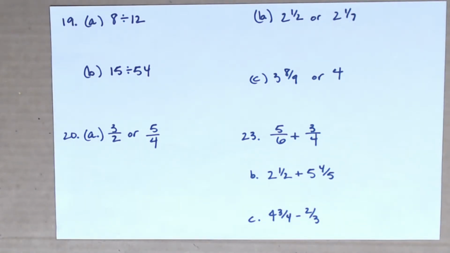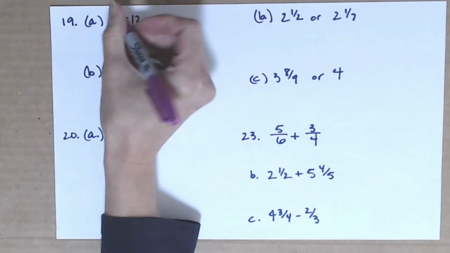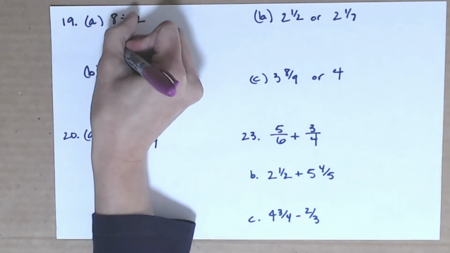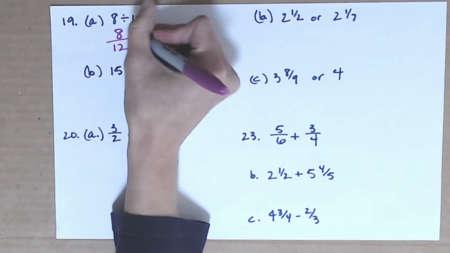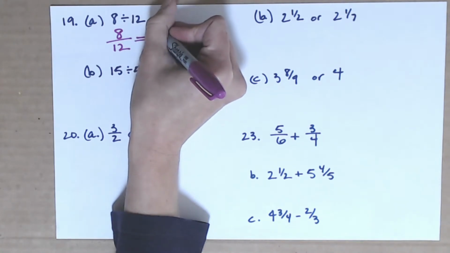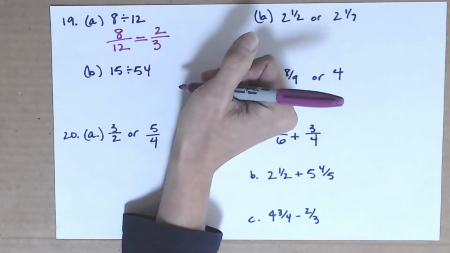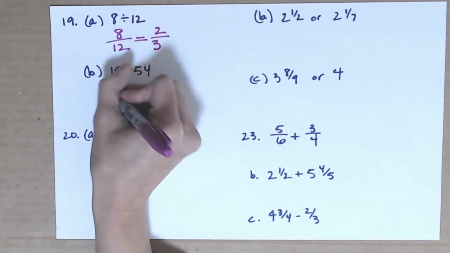And on 19, we want to divide and express each answer as a fraction in simplest form. So 8 divided by 12, remember division is like a fraction. So 8 divided by 12 is 8/12. And then we just simplify it. I see that 4 is a factor of both. So 8 divided by 4 is 2, and 12 divided by 4 is 3. So 2/3.